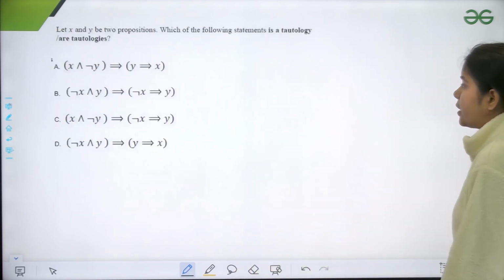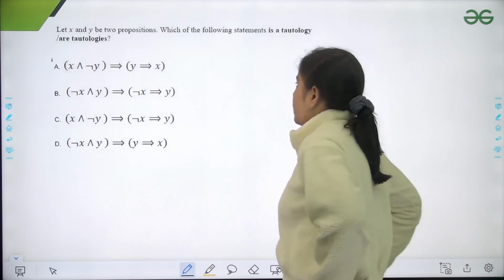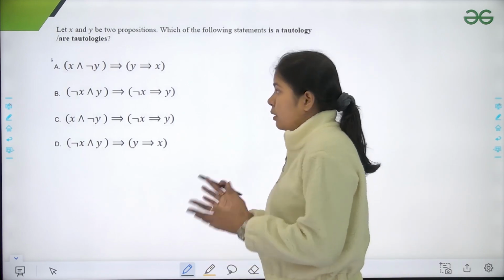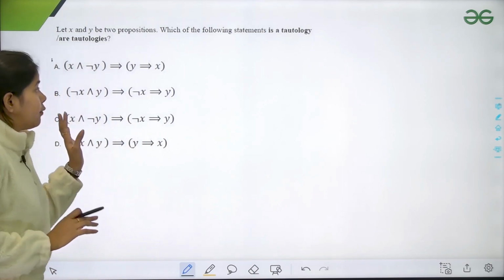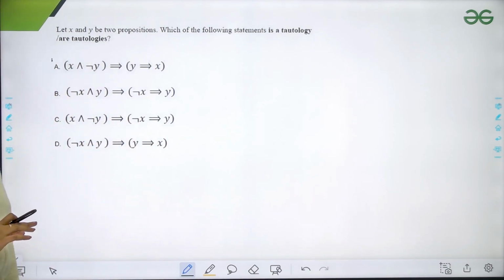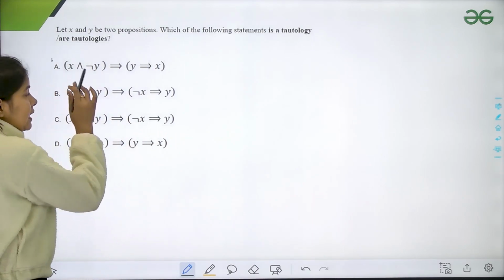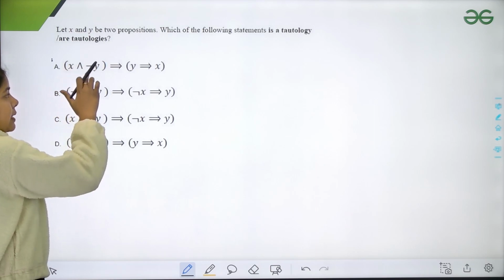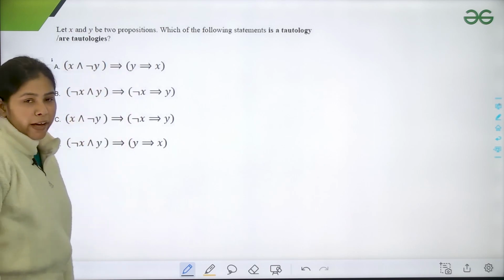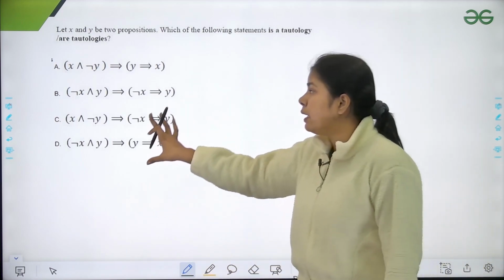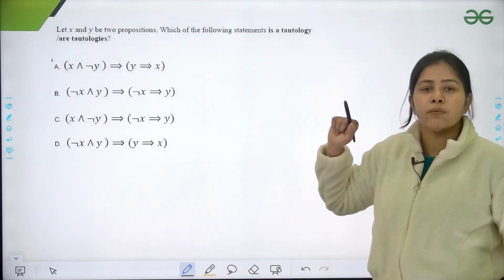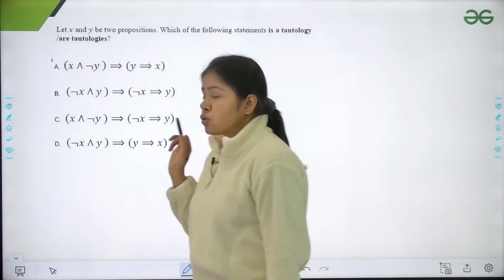Next question: X and Y are two propositions. Which of the following statements is or are tautologies? So we have to tell which of the following statements are tautologies. You can see that in statement A we have given X and negation of Y implies X, right? One thing to notice here is that forming a truth table would be a little bit lengthy, right? So what would I do?